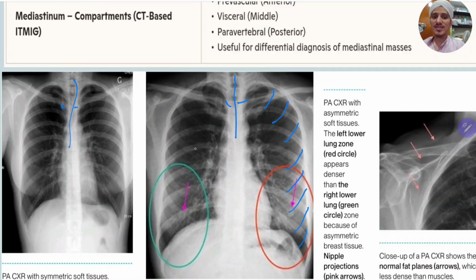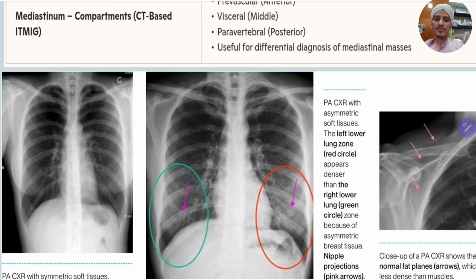So this is actually a hyperinflated chest X-ray film. These are anterior ribs. Normally it is 5 to 7. If more than 7, then it is called hyperinflation. Now you see the thoracic vertebrae just behind the heart, they are just visible, so it is properly exposed.